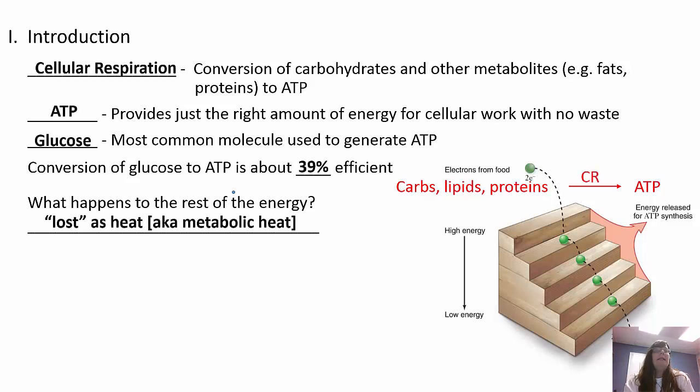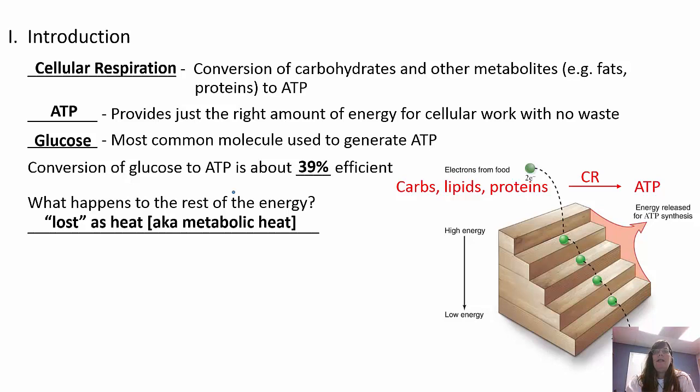So, cellular respiration is basically the conversion of carbohydrates into ATP, which, remember, ATP is the energy for the cell. So basically, we are taking the carbohydrates that were processed and made in photosynthesis and now using them to generate ATP for our cells to do work. So ATP, again, provides just the right amount of energy for the cell to do its work without any waste. And glucose is the most common molecule that we use to generate ATP.